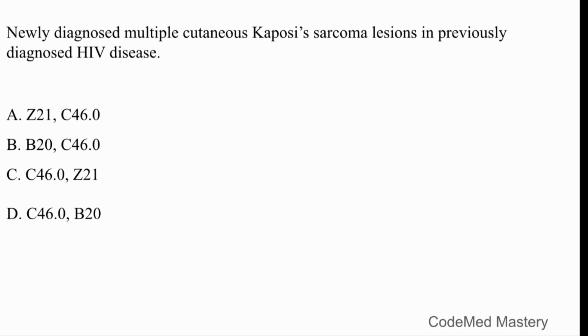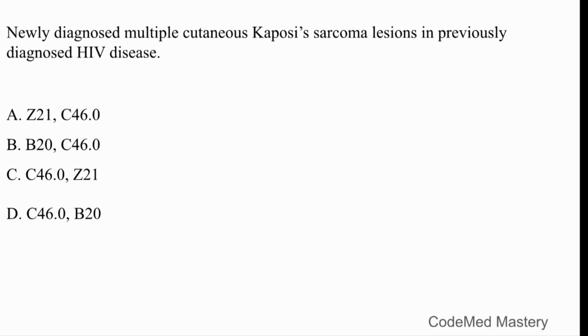This is the first question. Newly diagnosed multiple cutaneous Kaposi sarcoma lesions in previously diagnosed HIV disease. In the options, they have given: option A, Z21, C46.0; option B, B20, C46.0; option C, C46.0, Z21; and option D, C46.0, B20.